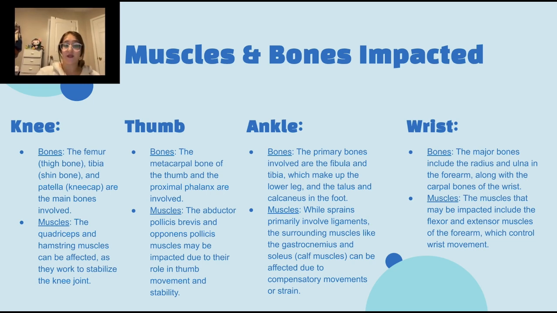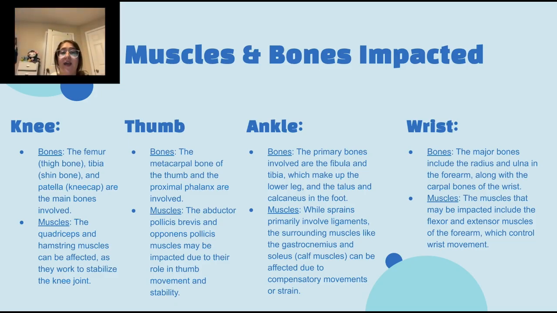When we talk about the thumb, the bones that are involved are the metacarpal bone of the thumb and the proximal phalanx. When it comes to the muscles, the abductor pollicis brevis and the opponens pollicis muscles may be impacted due to their role in thumb movement and stability.